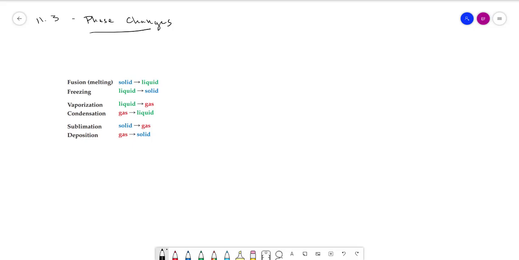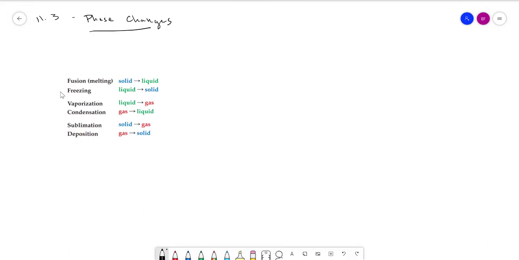So I've got all of the different types of physical state changes between substances. So we've got solid to liquid, that's fusion or melting. We've got liquid to solid, that's freezing. We've got liquid to gas, that's vaporization or boiling. We have condensation, which is gas back to liquid.